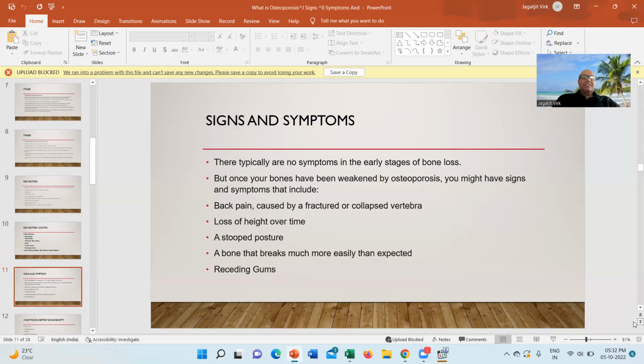Signs and symptoms. There typically are no symptoms in the early stages of bone loss, but once your bones have been weakened by osteoporosis, you might have signs and symptoms that include back pain caused by a fractured or collapsed vertebra, giving you a kyphosis, loss of height over time, stooped posture, a bone that breaks much more easily than expected, and receding gums from the teeth.